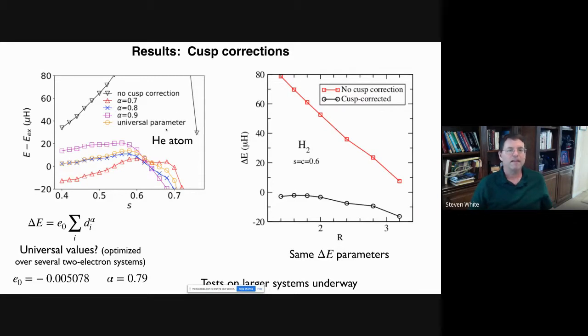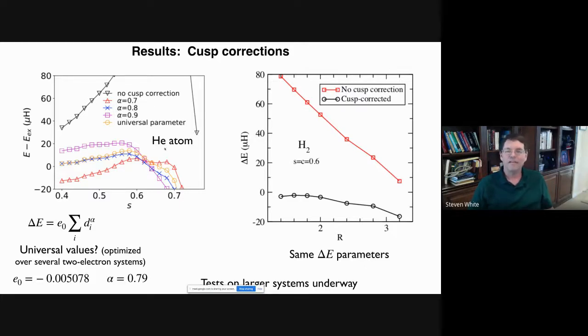Okay, so here's applying this cusp correction to the helium atom, where we optimize first just for helium, and then we try to optimize over a set of different atoms. So now we're on the micro-Hartree scale. The uncorrected thing is up here, and you can see that this correction, this form is working very well. Okay, and we made a universal choice of parameters that are good for 3 or 4 different 2-electron systems where we had very accurate data. And these were these parameters.